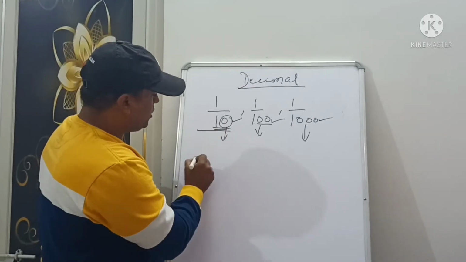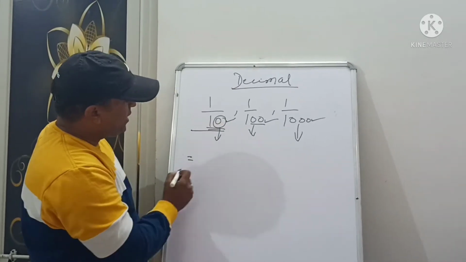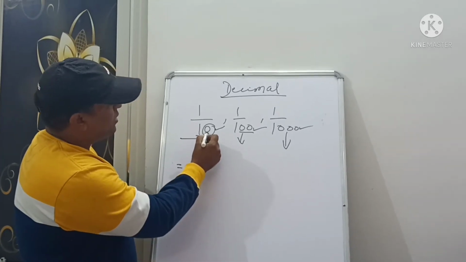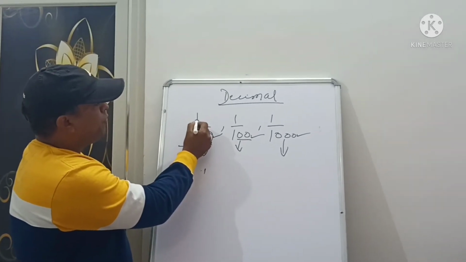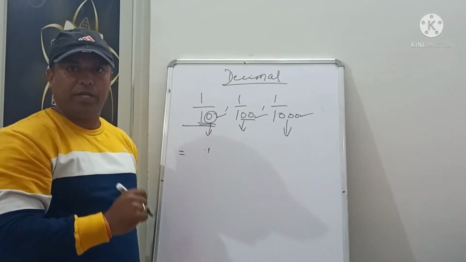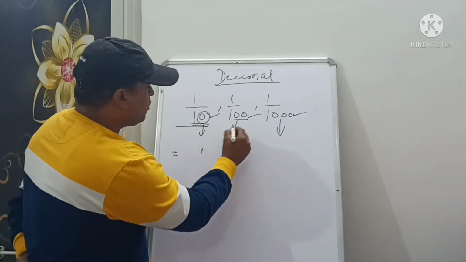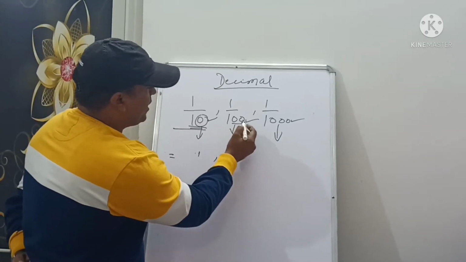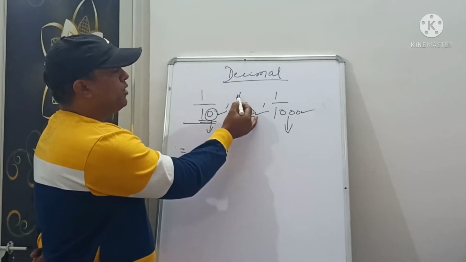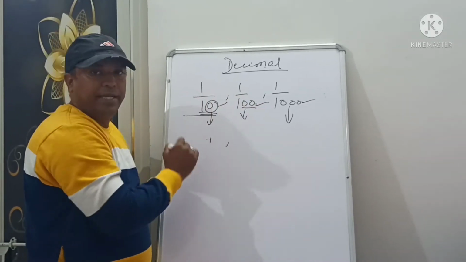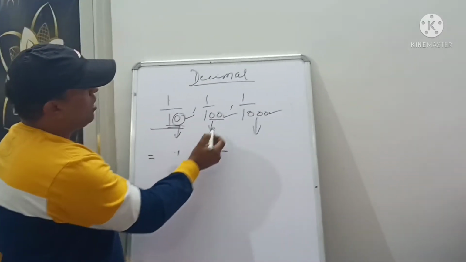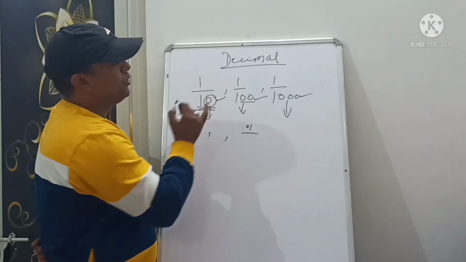Now see, I am going to change into decimal. 1 by 10 means I can write 0.1 because there is 1 zero, so before 1 you put the decimal. Now 1 by 100, how many zeros? 1, 2. So before 1 you put one more 0, then decimal. How? 0.01. Why beta? Because there are 2 zeros.